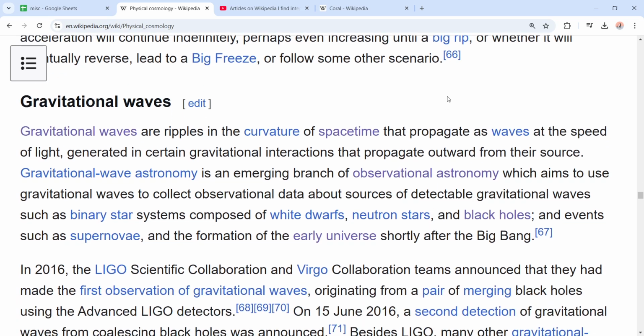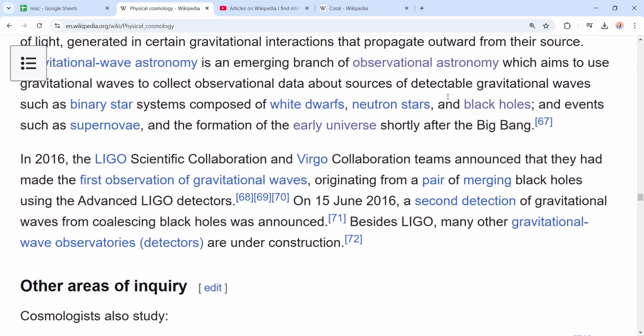Gravitational waves. Gravitational waves are ripples in the curvature of spacetime that propagate as waves at the speed of light, generated in certain gravitational interactions that propagate outward from their source. Gravitational wave astronomy is an emerging branch of observational astronomy which aims to use gravitational waves to collect observational data about sources of detectable gravitational waves such as binary star systems composed of white dwarfs, neutron stars, and black holes, and events such as supernovae, and the formation of the early universe shortly after the Big Bang.